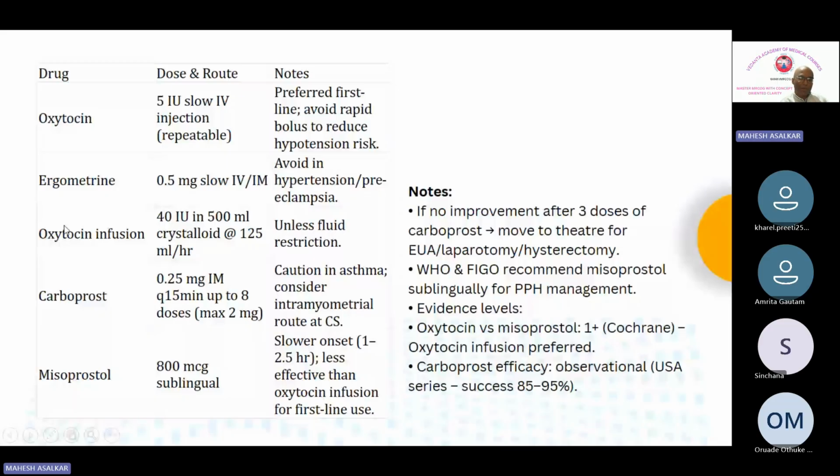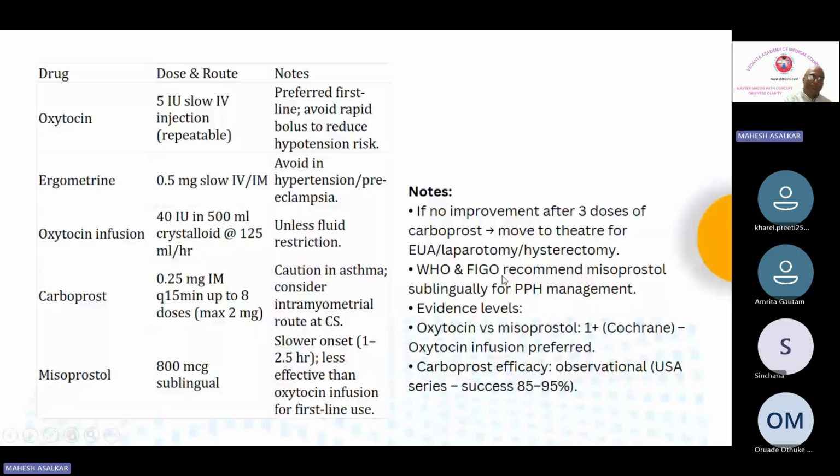After that comes the carboprost, 250 microgram intramuscularly every 15 minutes, up to 8 doses you can give, or maximum 2 milligram. It is contraindicated in asthma. And after that is misoprostol 800 sublingual, slower onset, around 1 to 2.5 hours, less effective. And if there is no improvement after 3 doses of carboprost, you need to shift the patient for examination under anesthesia and laparotomy or hysterectomy.